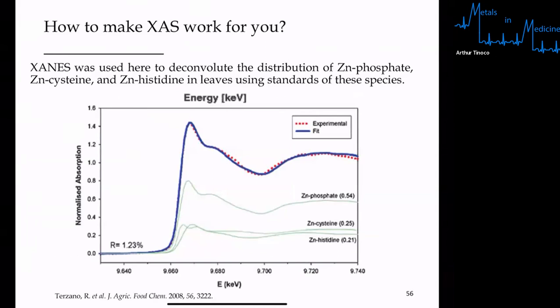So here's an example from the literature where they were looking at something that contained zinc. You can see the primary data was collected. That's the data up here. They try to make sense of this data.